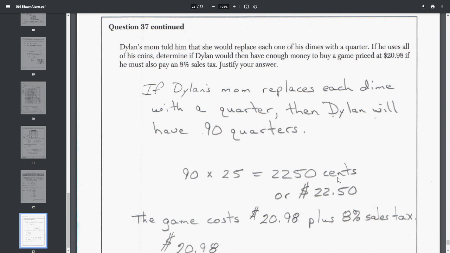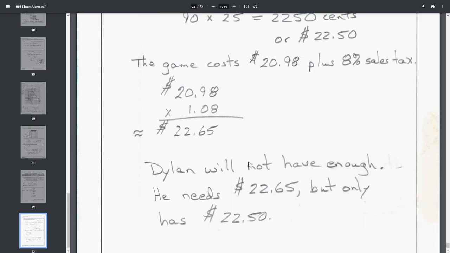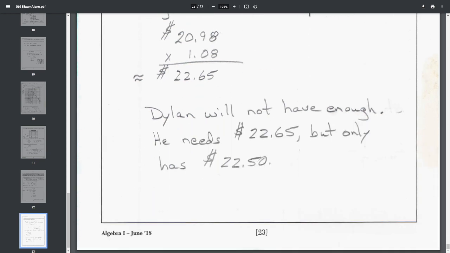And then the last part of this question, if Dylan's mom replaces each dime with a quarter, then Dylan will have 90 quarters. 90 quarters would be $22.50. If you add the 8% sales tax onto this $20.98 game, it would be $22.65, and that would not be enough for him to buy it.